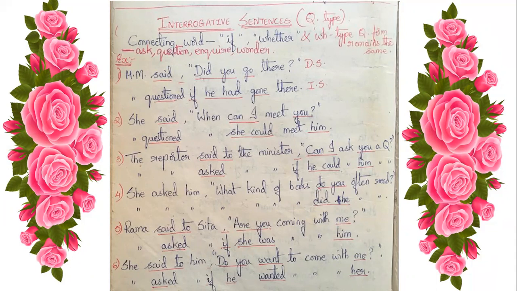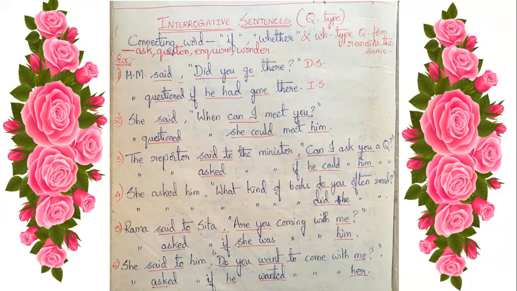Let us be more clear with the examples. Headmaster said, "Did you go there?" See, it is starting with the auxiliary verb. "Did you go there?" Underline "did you go". In the place of "said", you can use questioned or asked or inquired. So, headmaster questioned, and in the place of the comma, as this is a yes or no question, the connecting word is "if" or "whether". If he had gone there. Or you can also write, whether he had gone there.